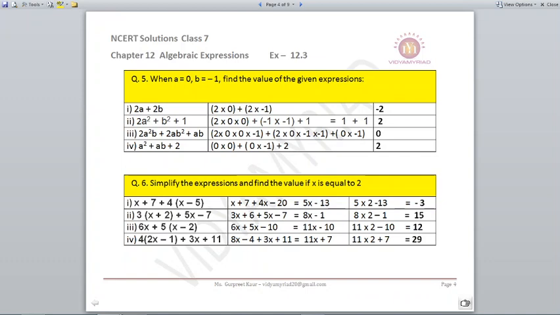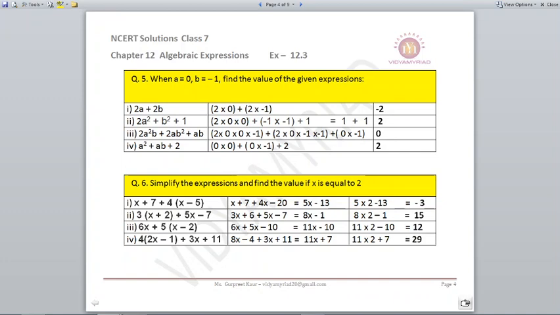Let's begin with the first part. We have x plus 7 plus 4 into x minus 5. So, you know how to open the bracket. So, my expression is x plus 7 plus 4x minus 20. When I solve this, I will get 5x minus 13 as the answer. What is x? 2. So, 5 into 2, 10. 10 minus 13, answer is minus 3.